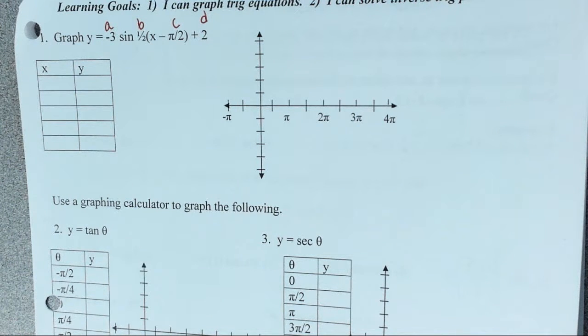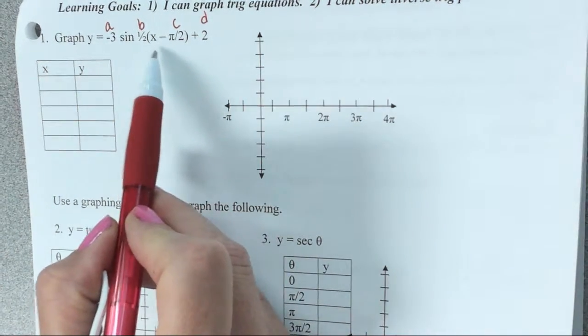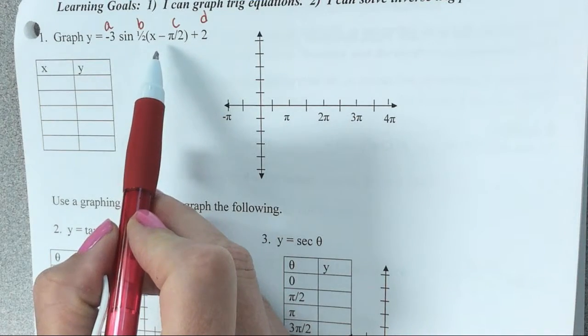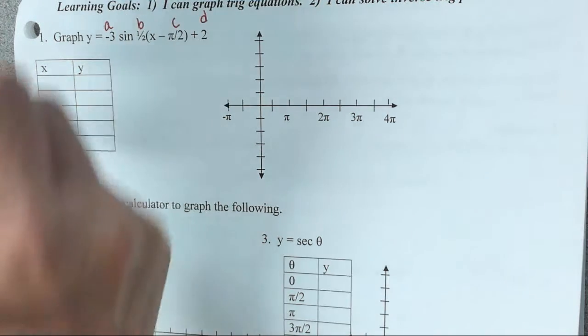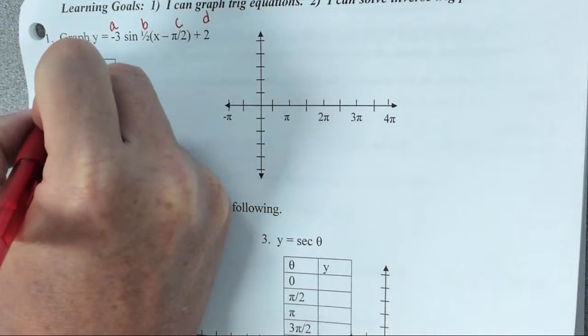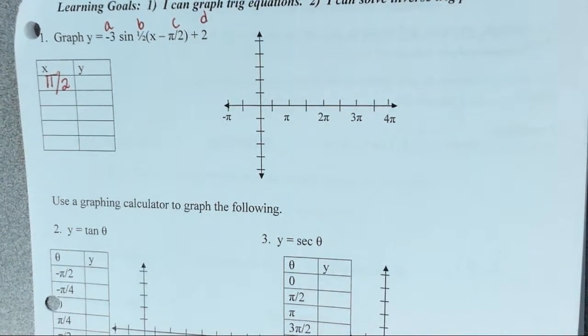The first thing we're going to be looking at is a shift to the left or to the right. So if we have something in the parentheses, that is always going to be a shift in the horizontal direction. So which way is this going to shift? To the right or to the left? To the right. So this is going to start at pi over 2 in our x coordinate.